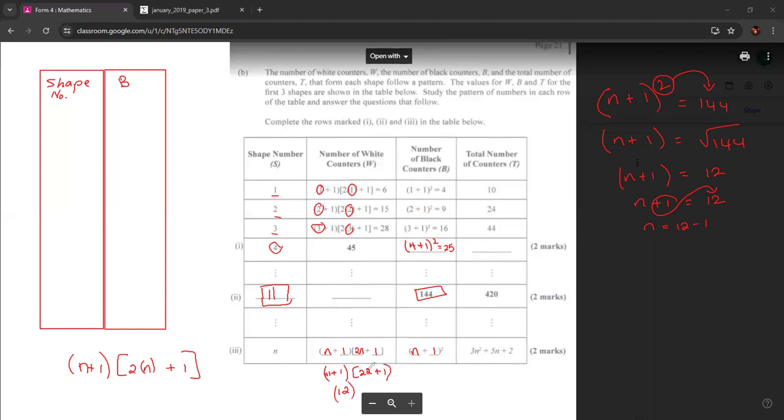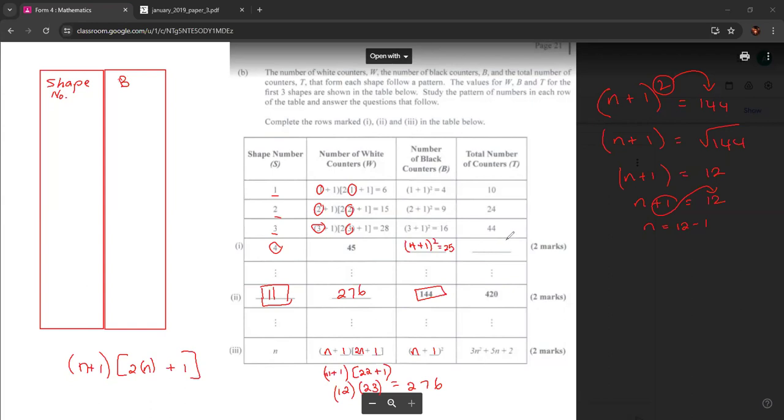And anytime you have brackets without anything in between, we understand that they're multiplying by each other. So 22 plus 1, that's 23. So you'll end up with 12 times 23, and we got 276. All right, so pausing here. All right, so take a look at this one.